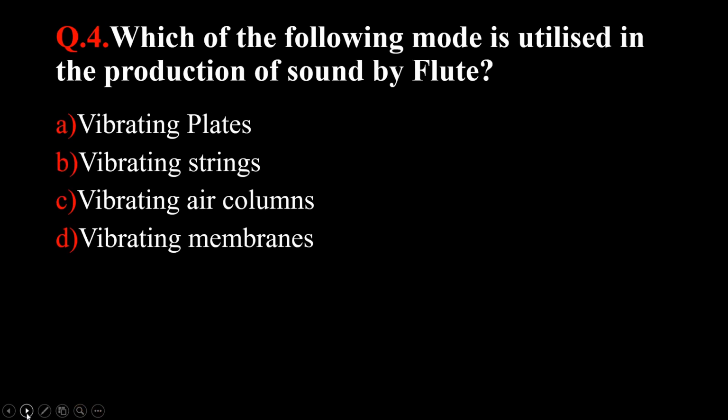Question 4. Which of the following modes is utilized in the production of sound by a flute? Option A, vibrating plates. Option B, vibrating string. Option C, vibrating air columns. Option D, vibrating membranes. And the correct answer is option C, vibrating air columns.